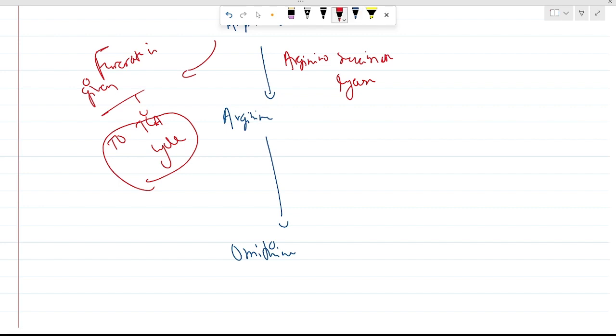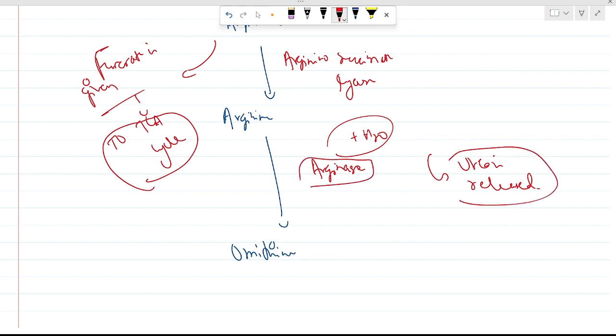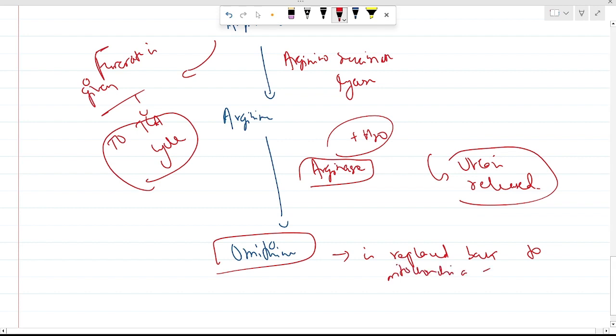by the enzyme arginase, arginine to ornithine. Here in this step a water molecule is added and urea is released. Here only urea is released, and water is added in the presence of arginase enzyme, and subsequently ornithine is formed. This ornithine is sent back to the mitochondria through the ornithine transporter or ornithine permease. That is why it was also called the ornithine cycle. Okay, ornithine is recycled.